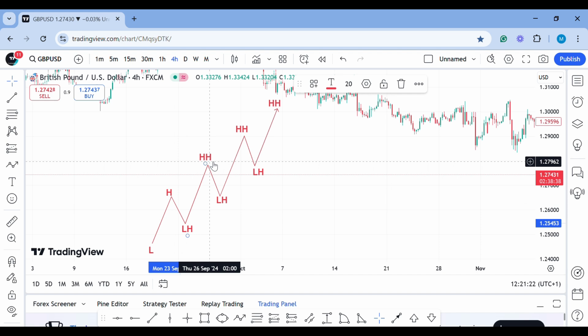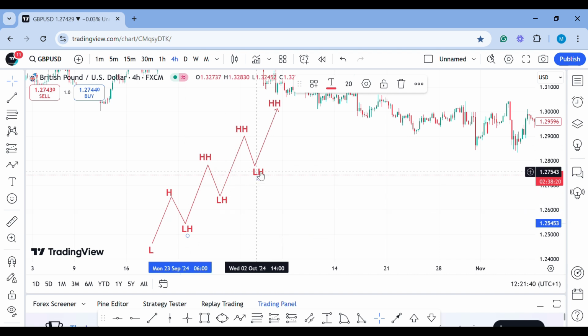That is why it is called higher high. And this is lower high. This low is higher than the previous low. For the upside it is known as the high, while for the downside it is known as the low. So you can see this current low is lower than the previous one, so it is called lower high. And this current high is higher than the previous one, it is called higher high, because it is higher than the previous one.